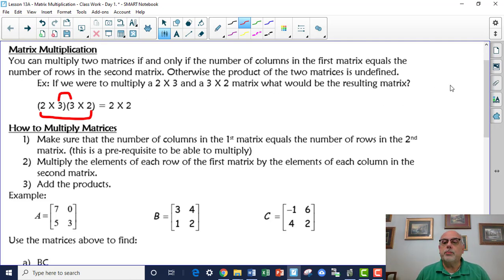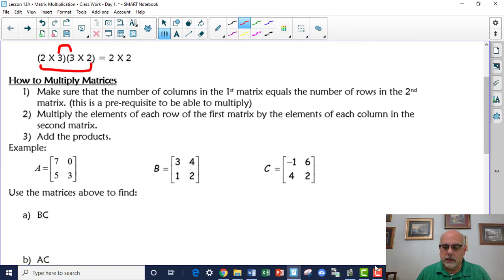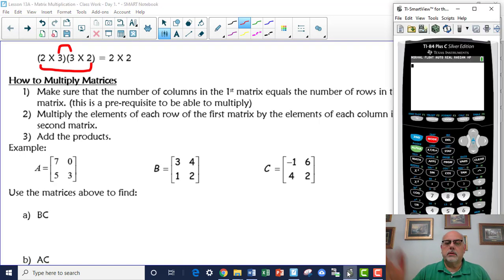Now, there is a whole process to go through to do this manually, but we're not going to do that. We're going to fire up our calculators. So, fire up your calculator. Pause the video if you have to get your calculator going. So let me show you how to put the matrices in the calculator.